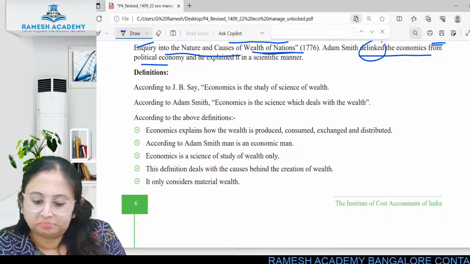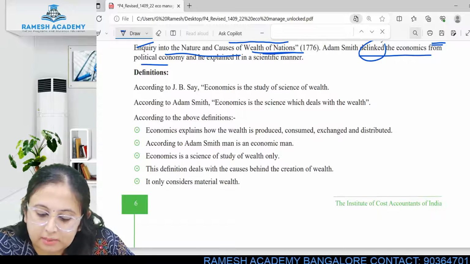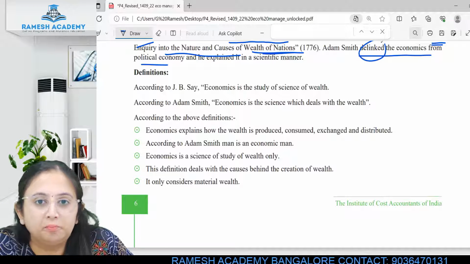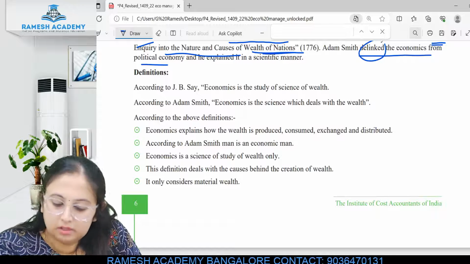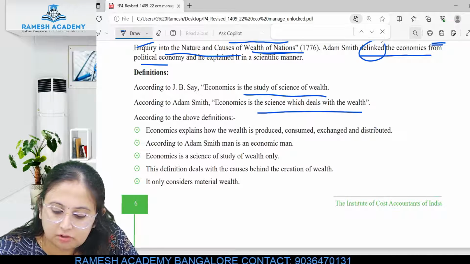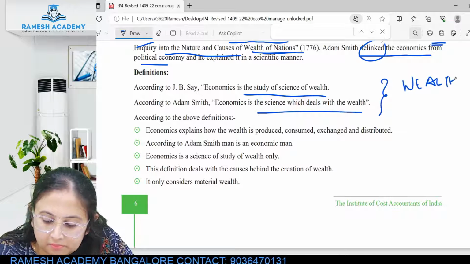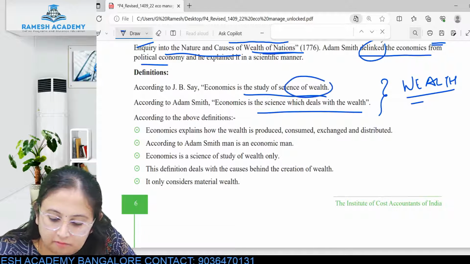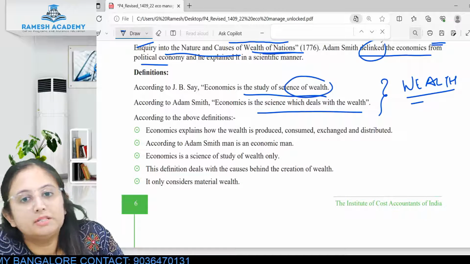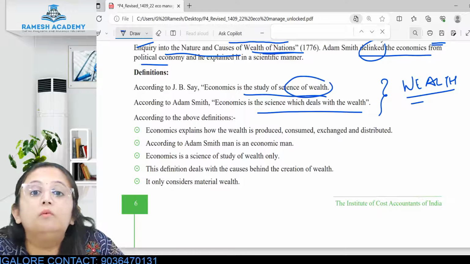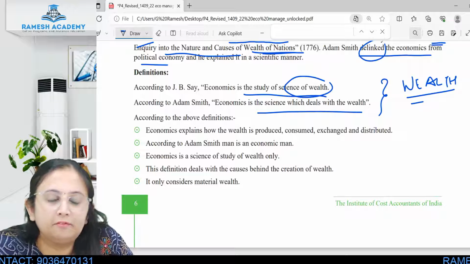So we will see the definition. According to J.B. Say, economics is the study, or science, of wealth. And Adam Smith says economics is the science which deals with wealth. If you observe the definitions of J.B. Say and Adam Smith, they both talk about wealth. He says it is a science of wealth, he says it is a science which deals with wealth. That means economics is all about wealth, according to Adam Smith and J.B. Say.